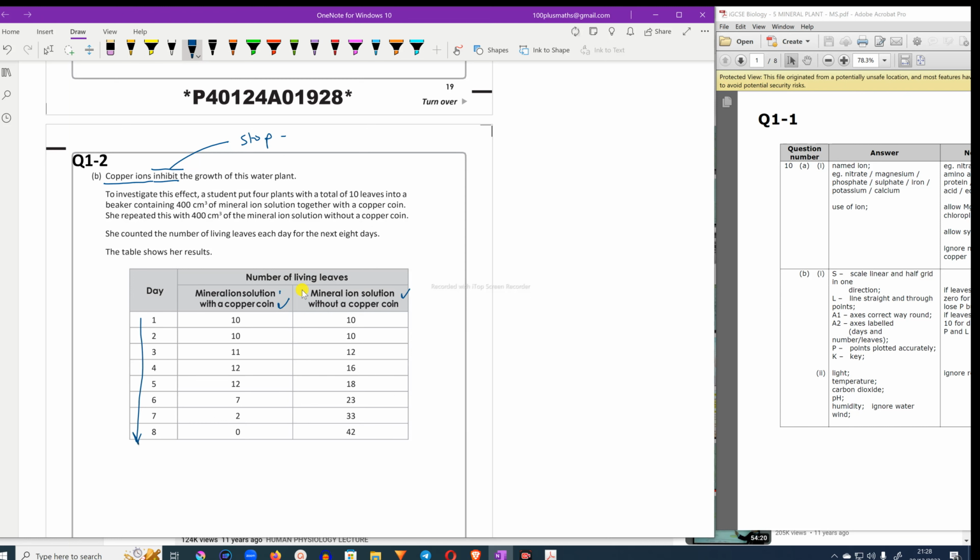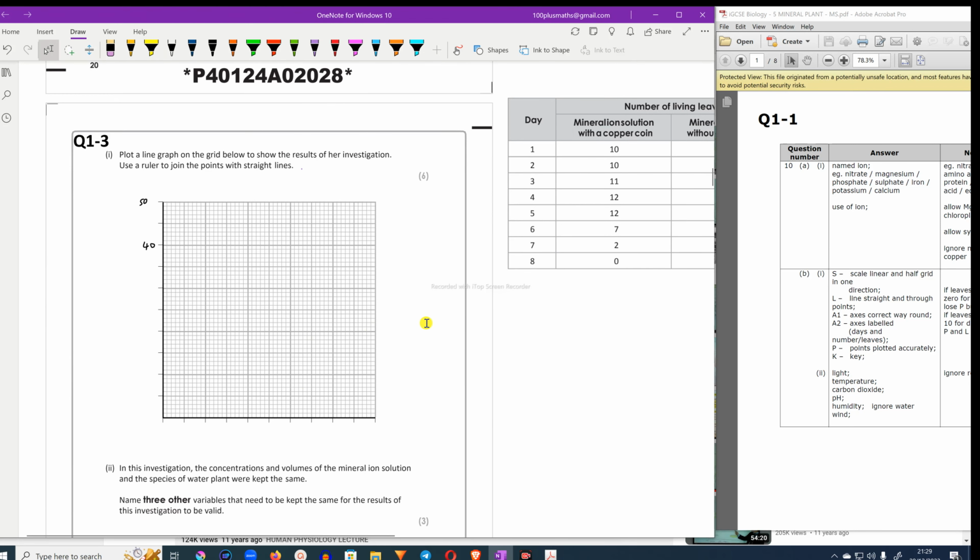Time is our control that we're controlling. We're controlling time, the number of days, and within that we're differentiating between copper and non-copper, and we're seeing how many leaves it produces. So if you look here, the plant starts with 10 leaves. After 2 days later, on the third day, it's got 11, 12, 12, and then it starts going down. Right, without copper, it just slowly, steadily goes up. So copper inhibits, it stops the growth of plants, and we need to draw that.